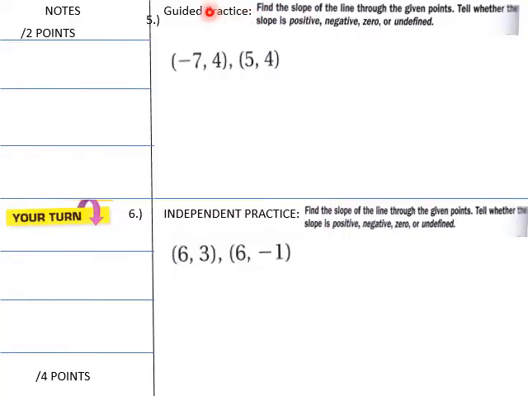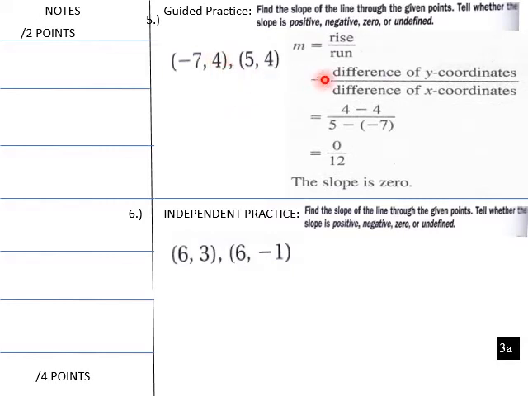Let's go into our guided practice. We have two ordered pairs: negative 7, 4, and 5, 4. Find the slope of the line through the given points. Tell whether the slope is positive, negative, 0, or undefined. Students, down here you have your independent practice, (6, 3) and (6, negative 1), but we're going to do this one right here. Negative 7, 4 and 5, 4. What is the slope of these two ordered pairs?